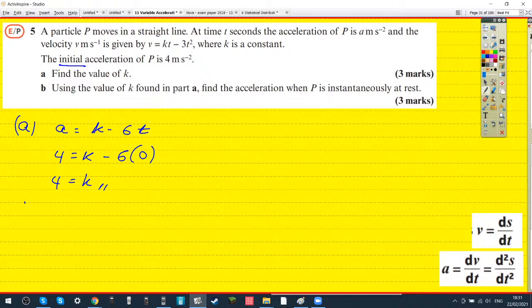And how would you do B? Do I now need to do, oh no, am I now double differentiating? You'll never double differentiate acceleration. Sorry, velocity. You would double differentiate displacement to get acceleration. You would single differentiate velocity because it's already been differentiated, if you like, to get acceleration. So now find the acceleration when p is at rest. How would you do that?